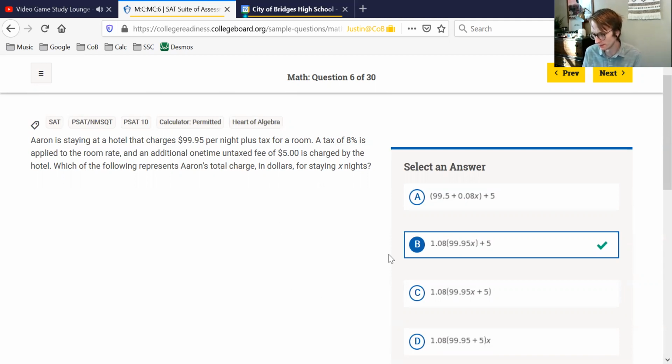And then there's that side point about percentages. If you want to say an additional 8%, 100% of something plus 8% of something is the same as 108% of that thing. Cool. That's question 2. Question 6.